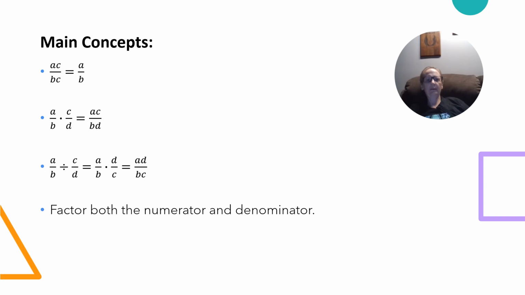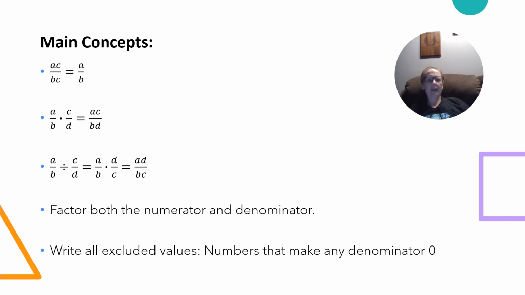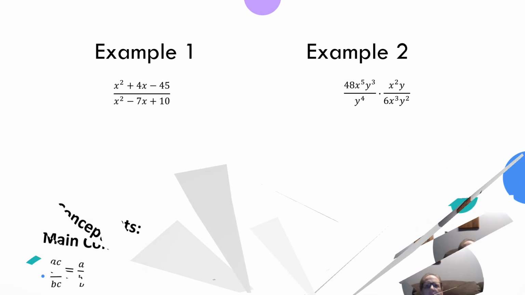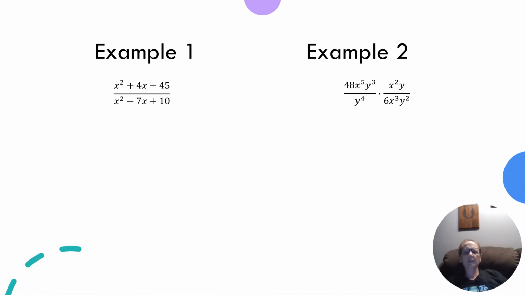Basically, you want to start by factoring both the numerator and the denominator so you can work on canceling things that are in common in the numerator and denominator. And then you also have to write all the excluded values, which are any numbers that make any denominator 0. We'll get into that when we do the examples. So let's just jump into our first example.